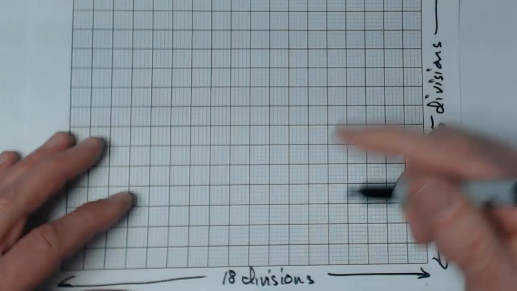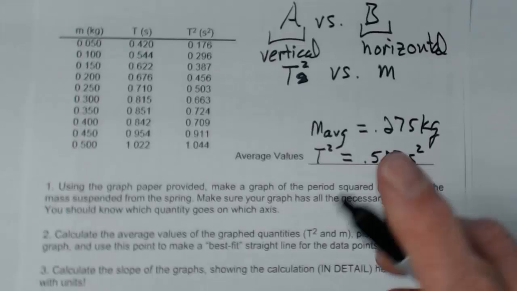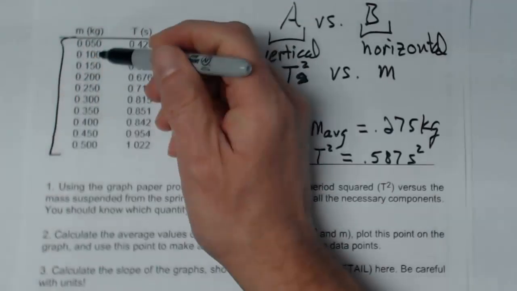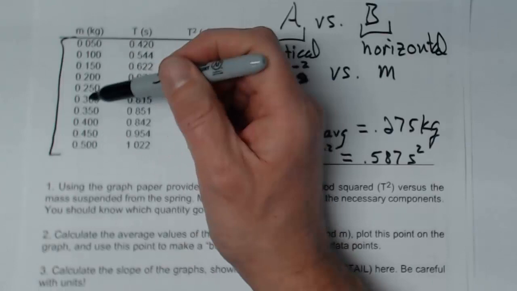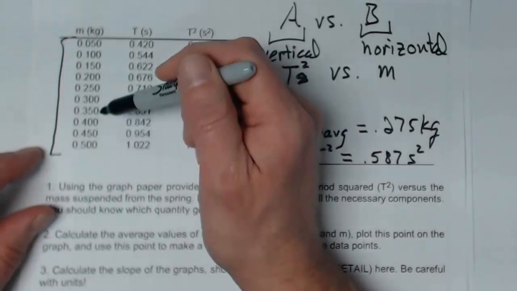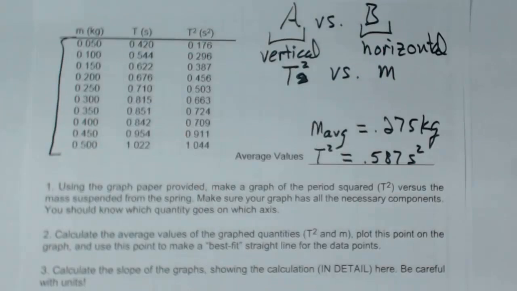Okay, so 18 by 15. I'm going to consider those divisions when I look at the data that I have. When I look at the mass values, they range from 0.050 to 0.5. That's a range of about 0.5 kilograms. The 10 divisions will work well for that.